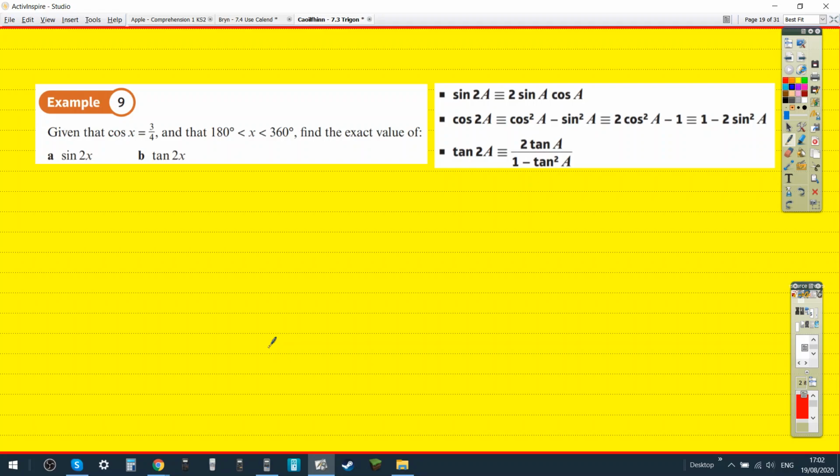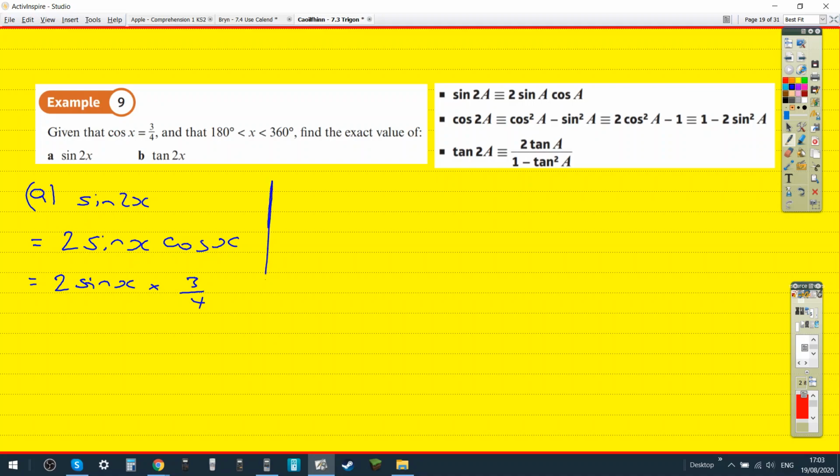So sine 2x is like sine 2a. So it will be sine 2x equals 2 sine x cos x. And then cos x equals 3 over 4, so times 3 over 4. And any idea how you can find what sine x is?